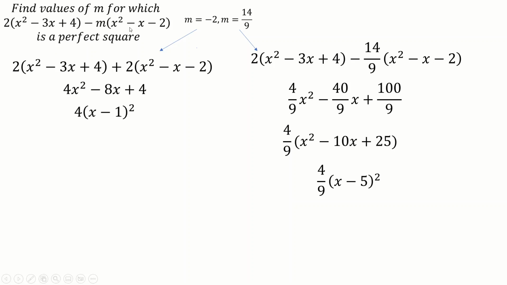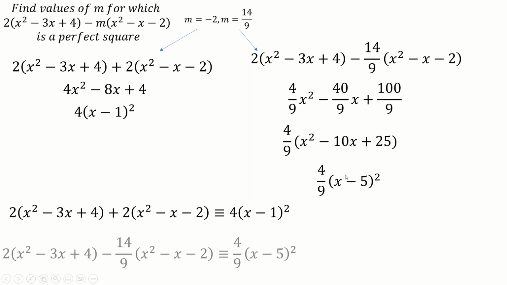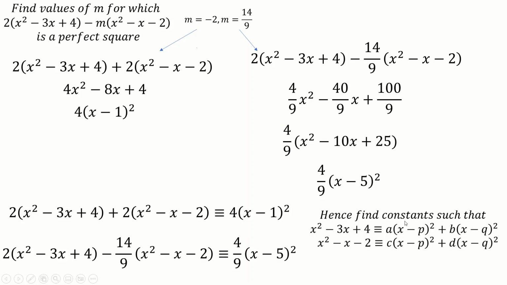So you have this thing here. If you put in m is minus 2, you get that. So let's just write that very clearly. And again, you have this thing here, and if you put in m is 14 over 9, you get this. So again, let's just write this clearly, because that's really going to help us with the second bit. Hence find constants such that this thing is true.